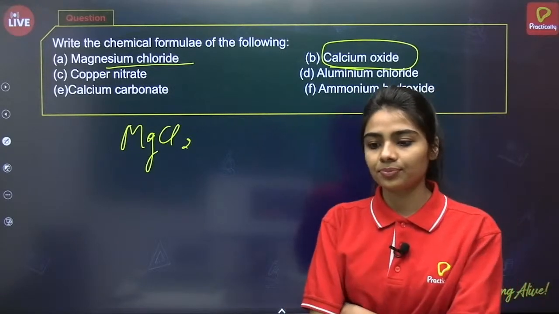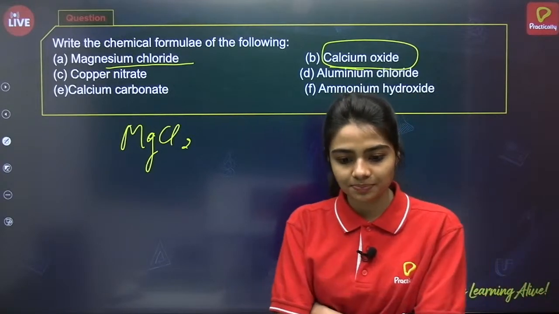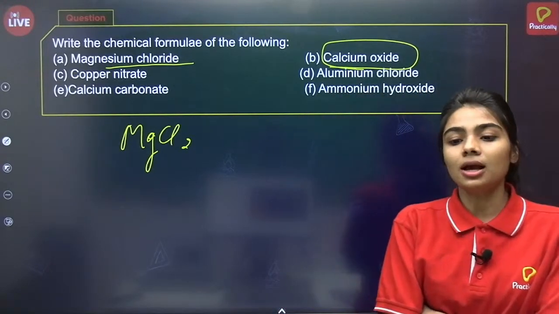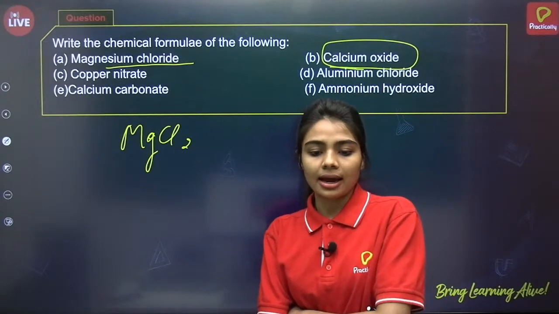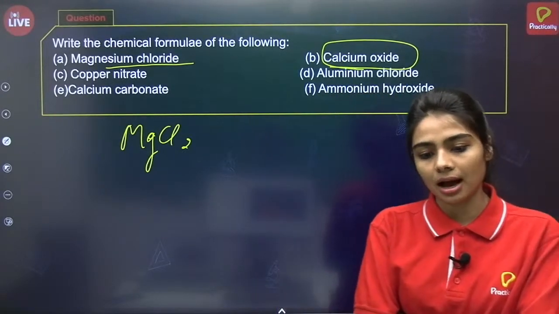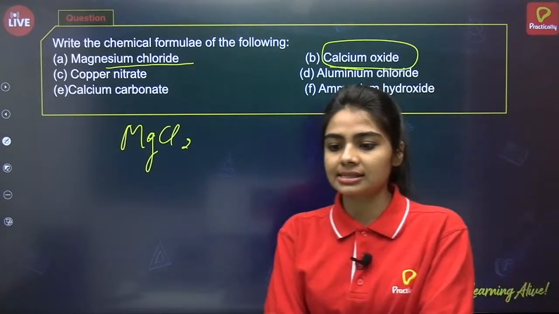Let's see who will answer this question first. Very simple. You just need to write the element, then their valency, and cross multiply it. You will get the answer. Aslam, Charan, Sneha.